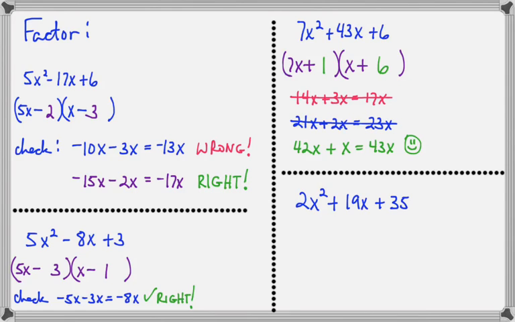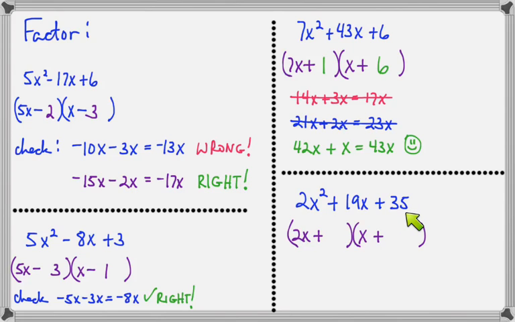And one more on this page. 2x squared plus 19x plus 35. Let's look for a common factor. We don't see one, so let's put down our two sets of parentheses. First times first has to be 2x squared. The signs both need to be the same, and they both need to be positive.